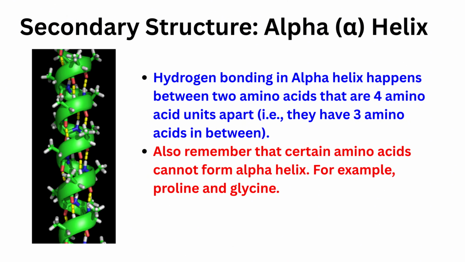Also remember that certain amino acids cannot form alpha helix. For example, proline, because it introduces a rigid kink in the helix and is often known as helix breaker. Glycine also is not a very good candidate for alpha helix formation because of the presence of tiny hydrogen as its R group. It has too much conformational freedom.